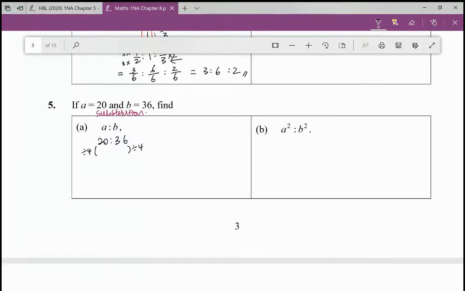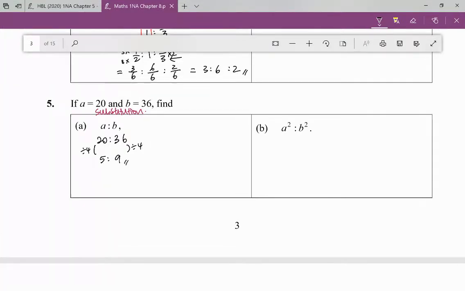I still don't have calculator, so I'll just do the long way, okay? 5 is to 9. So that works also, the manual method. This one, maybe you can try on your own. Just have to substitute the A and the B and then square it and then reduce to simplest form.